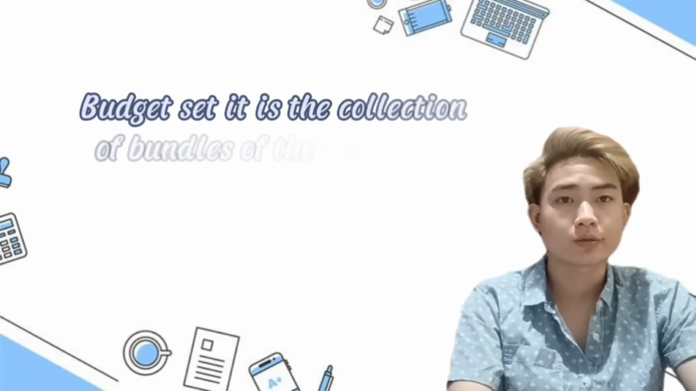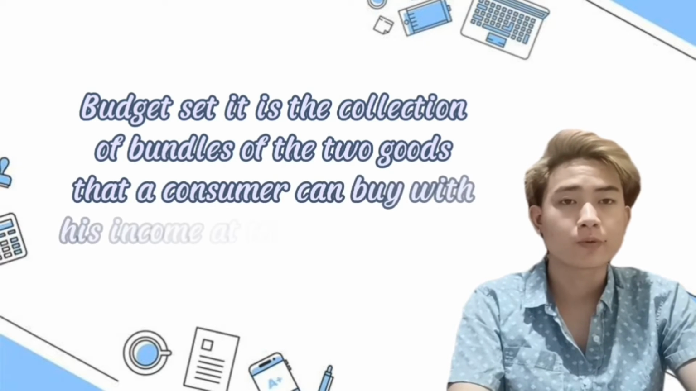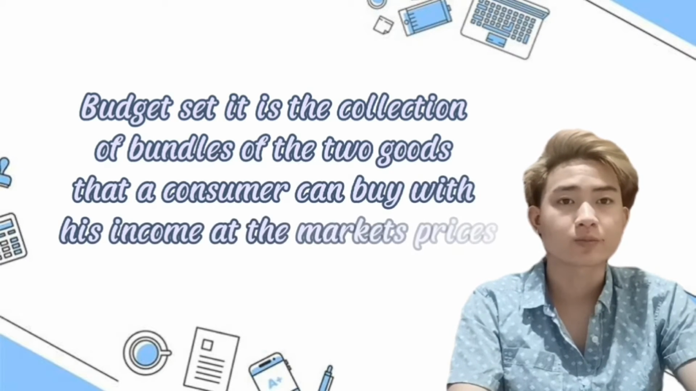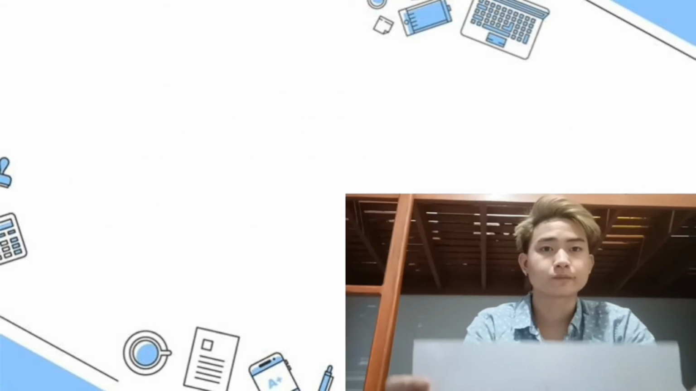Budget set. It is the collection of bundles of the two goods that a consumer can buy with his income at the market's prices. Here is the equation of the budget set.